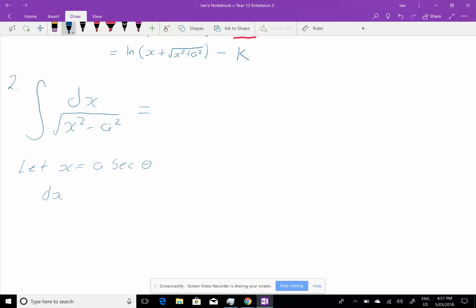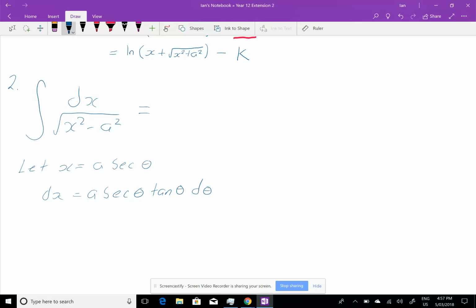dx d theta, I'm going to do this on one line this time, is sec theta tan theta d theta. You should know that by now. You can do that with the quotient rule, writing it as a fraction, 1 over cos, and doing the bottom times the derivative of the top minus the top times the derivative of the bottom. Okay, you'll work it out.